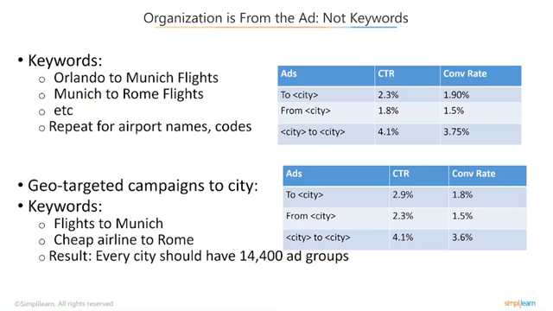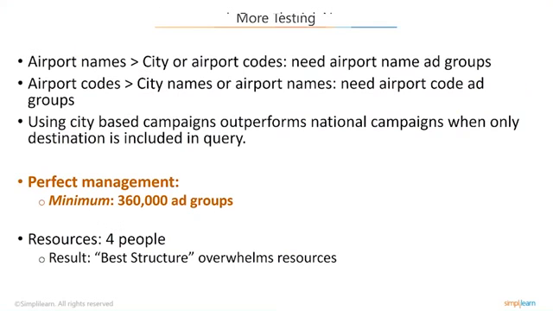Now, this means we do the math. Every city should have at least 14,400 ad groups. And that's a lot when you start doing that by 40 cities. So they did some more. What happens if we do airport names or city names or airport codes? They did a lot of different types of tests to see how they should organize a simple campaign, which is we fly from 40 cities to 40 cities. I mean, that's the original question. Turns out, based on the testing data, they needed 360,000 ad groups.